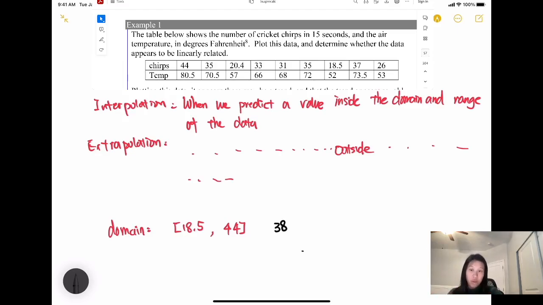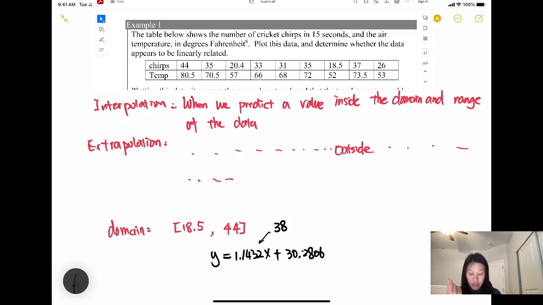That means we can use our linear function, the one that we got earlier from GeoGebra, which is y equals 1.1432x plus 13.2806. If we use this linear function to predict, okay, if the cricket chirps in 38 seconds, what is the temperature going to be? That is going to be called interpolation.